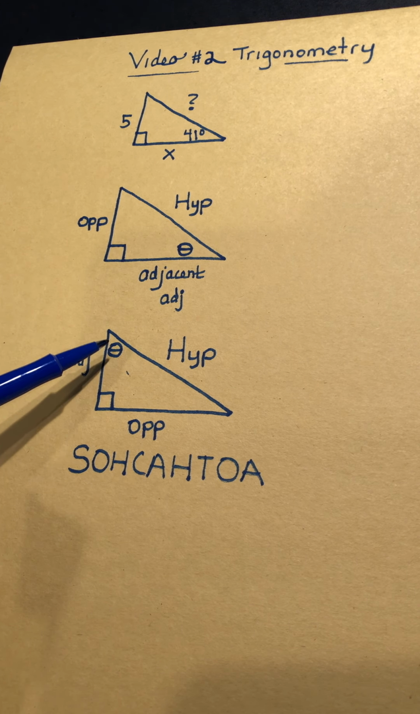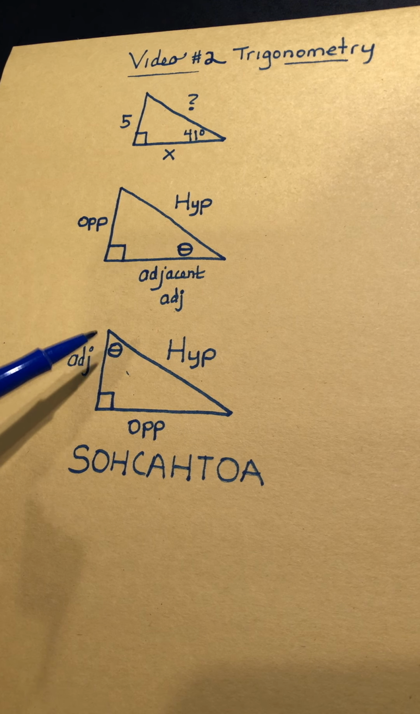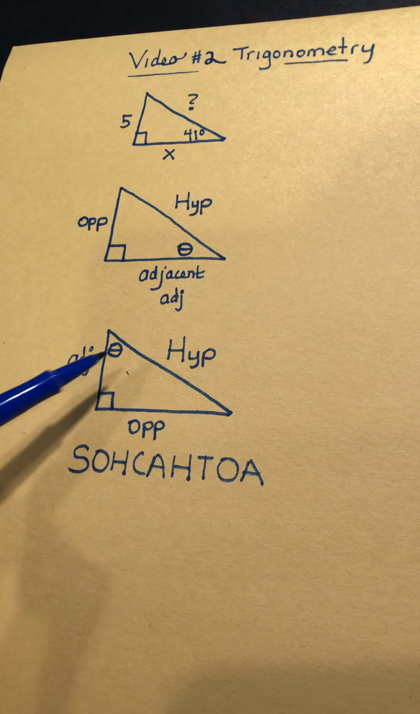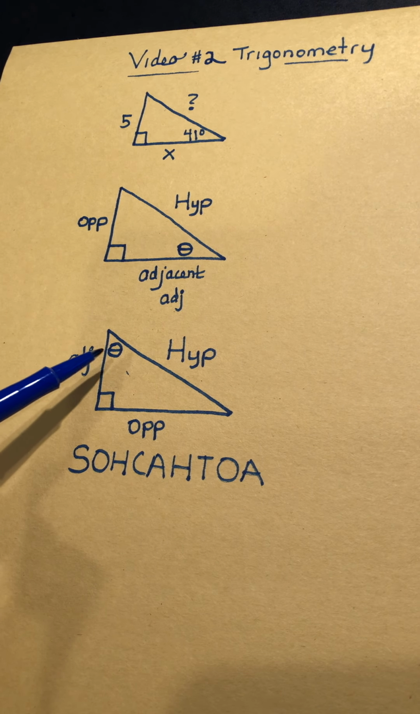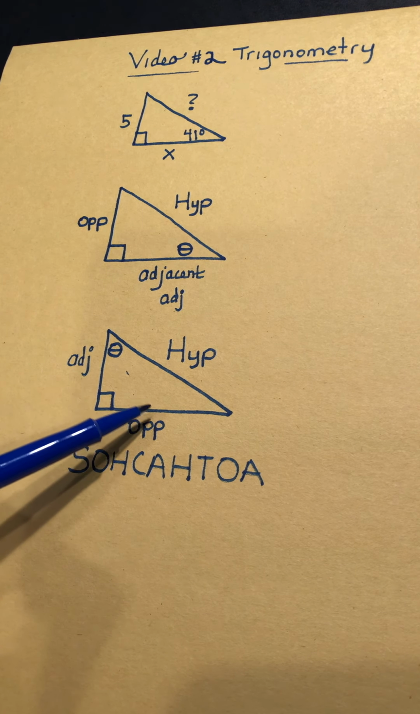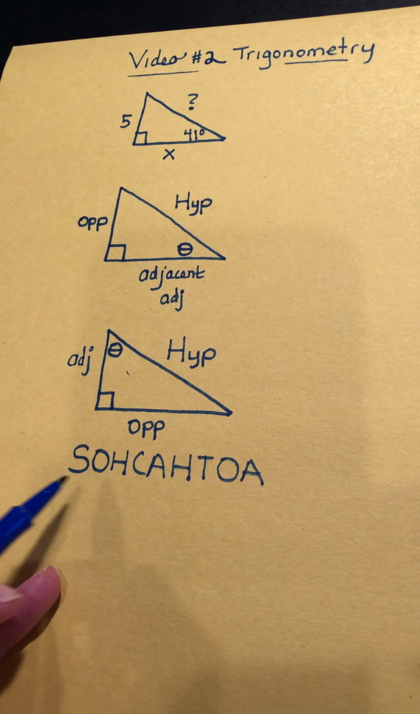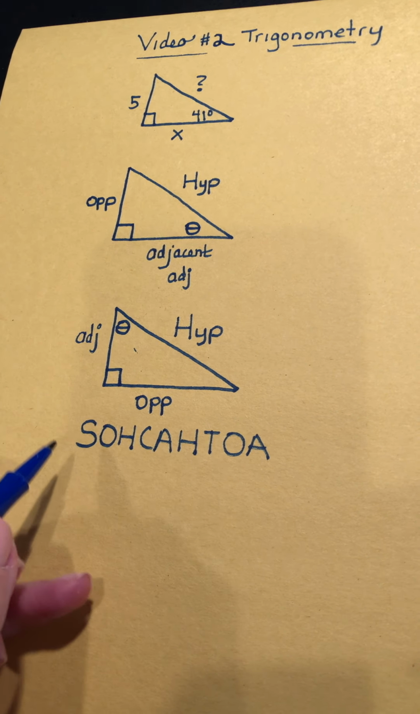So same thing here. If theta is in the upper left corner, the hypotenuse is still across from the right angle. The adjacent side is next to theta, and the opposite side is across from theta. So let's use that information to develop 3 formulas.